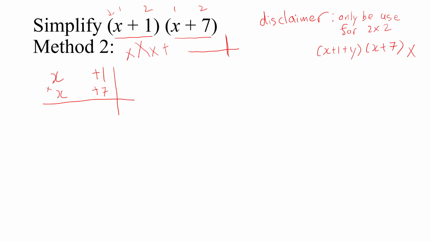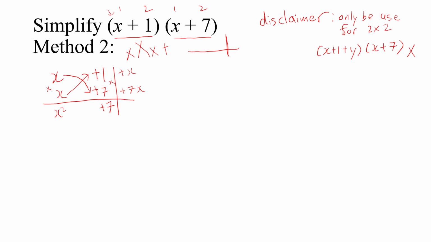x times x will give me x squared. Second times is down here. 1 times 7 gives me positive 7. The next times you have to be careful. This x will be multiplied to this plus 1. So 1 times x will give me plus x. Then this x will be multiplied to this plus 7. So I will get 7 times x, which gives me plus 7x.